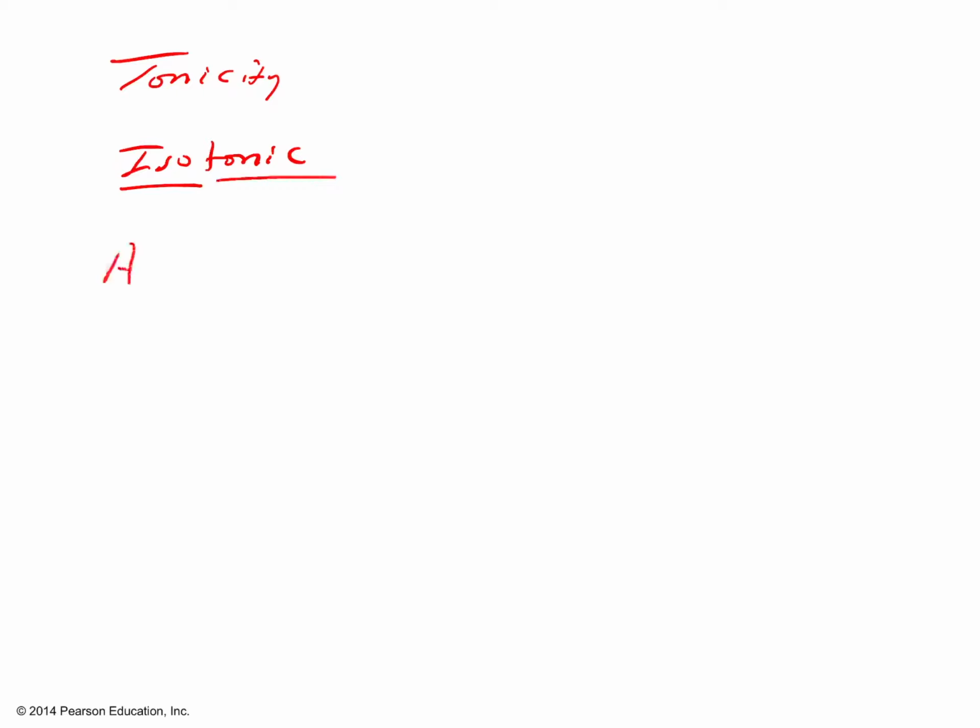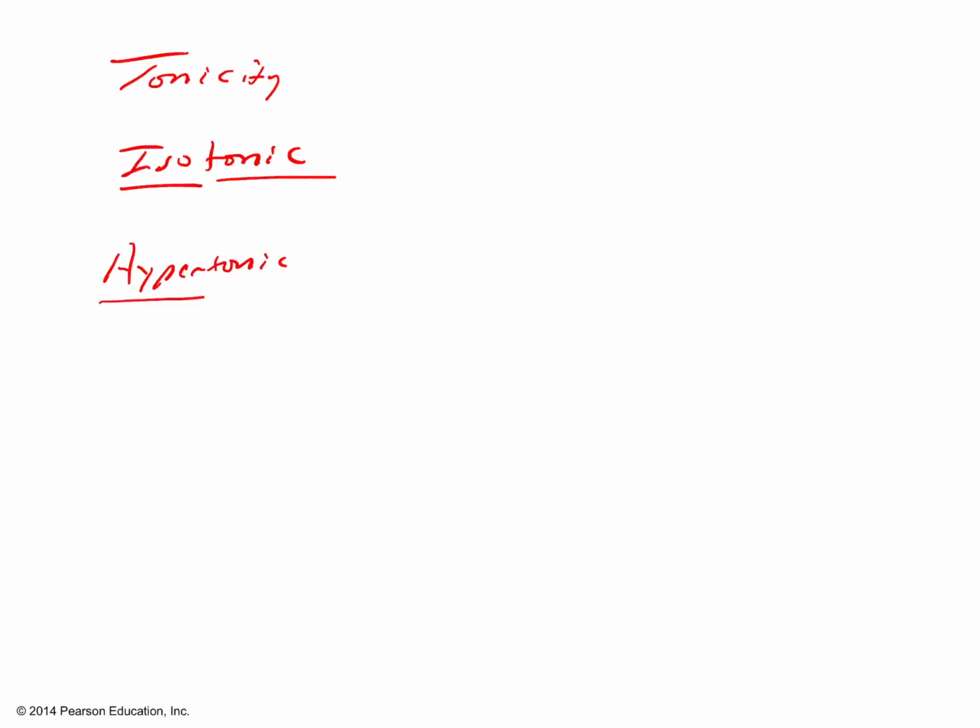Now, what if we have a hypertonic solution? So we have a cell sitting in a hypertonic solution. Hyper means a lot or great, right? Okay, think hyperactive child. So if we have a cell sitting in a hypertonic solution, that means the solute concentration is greater outside the cell than inside, right? The solution outside the cell is hypertonic to the cell inside. There's a higher concentration of solute outside the cell than inside.